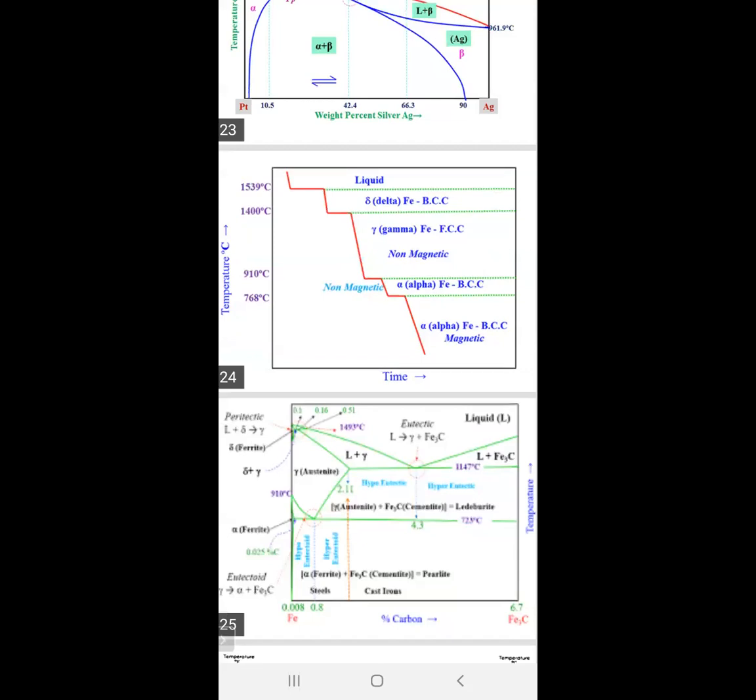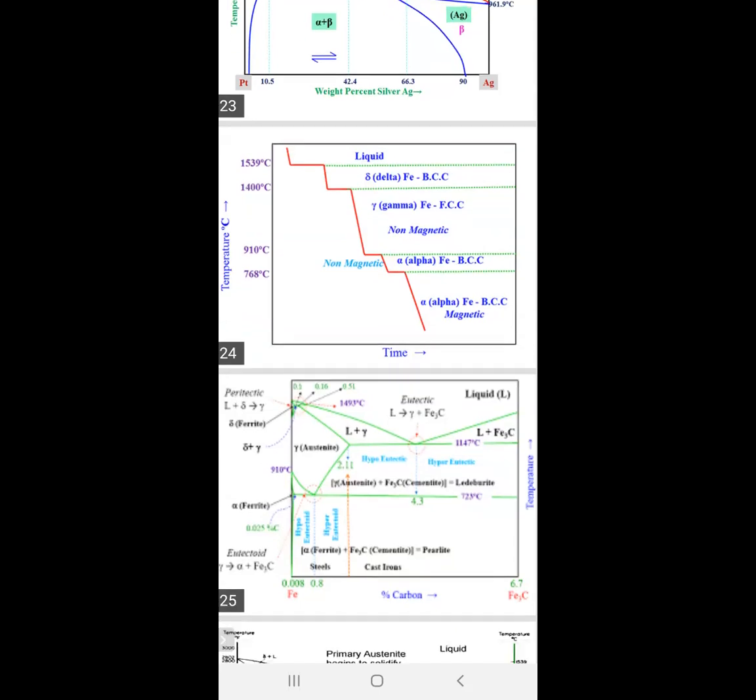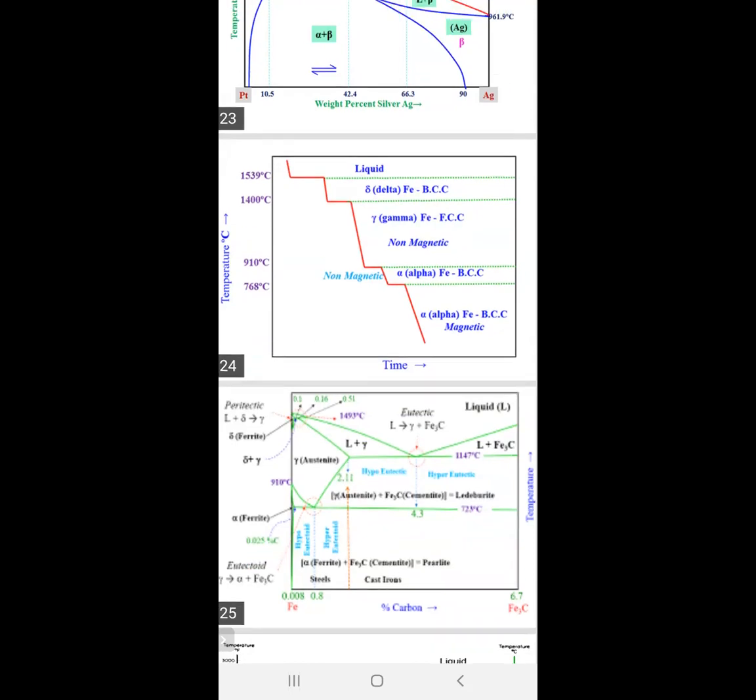What is the nature of iron here? It is magnetic. Magnetic means it attracts some objects. Here the iron is in the BCC structure.